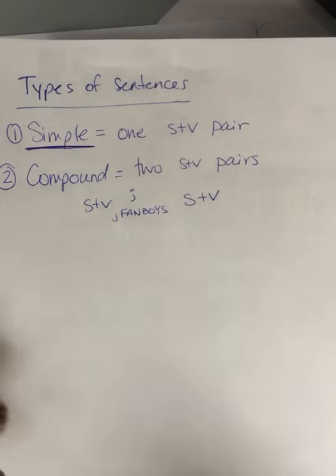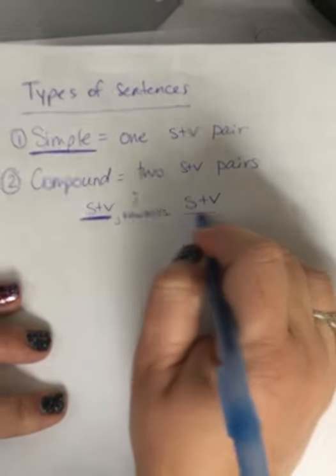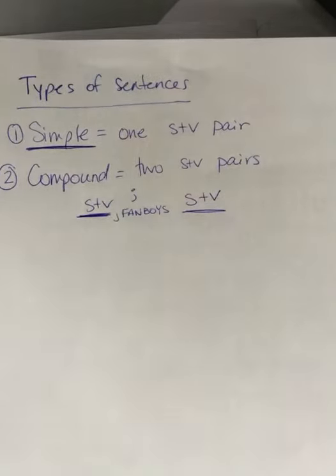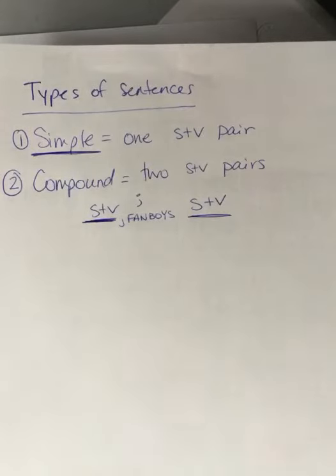It's hilarious. Okay, so in a compound sentence, we're going to have an underline and a second underline, and those two marks are going to be separated by one of two things. Either a semicolon or a comma, fanboys. Okay?